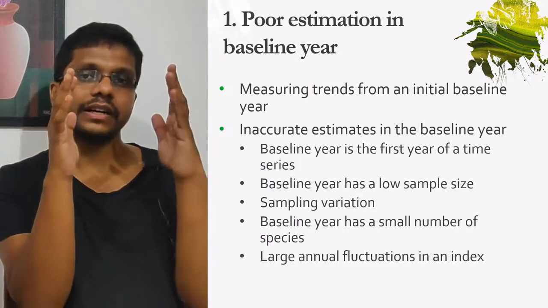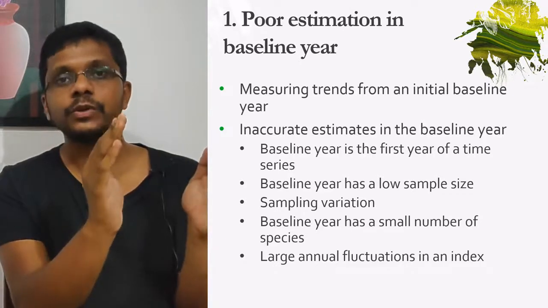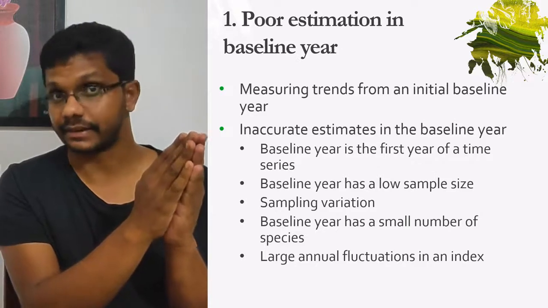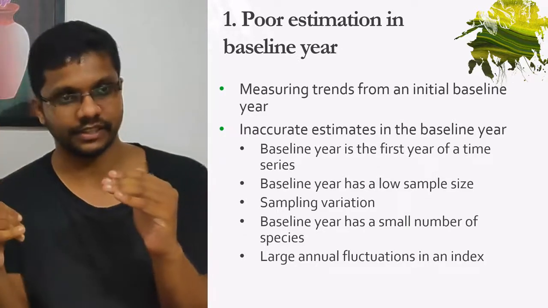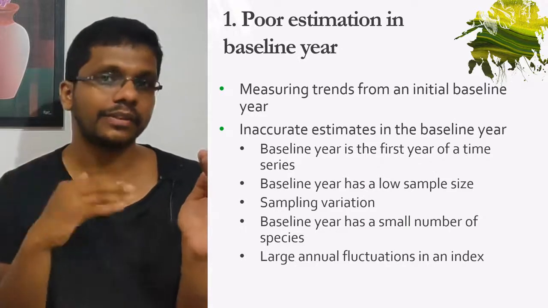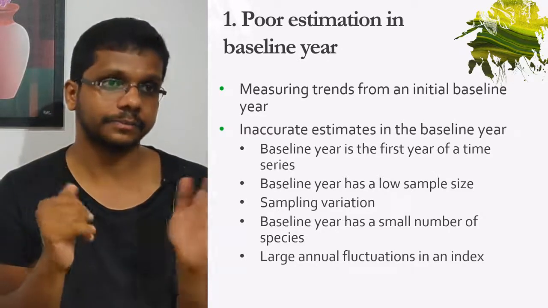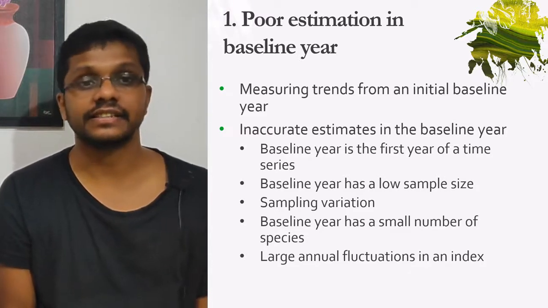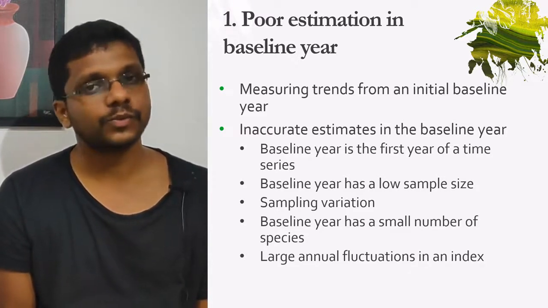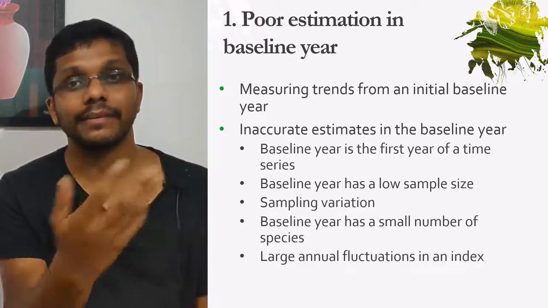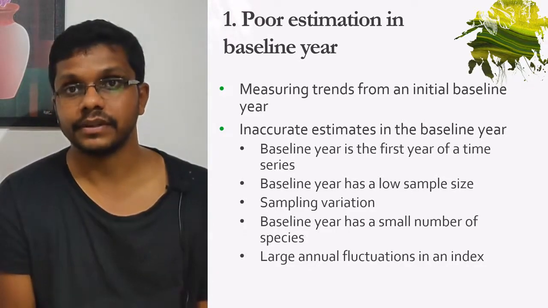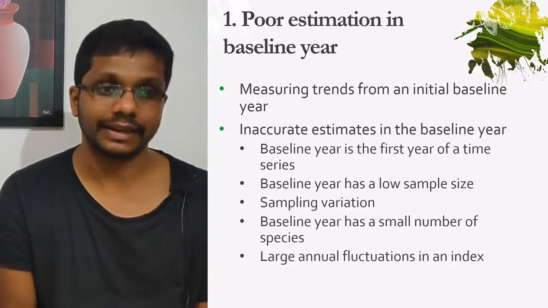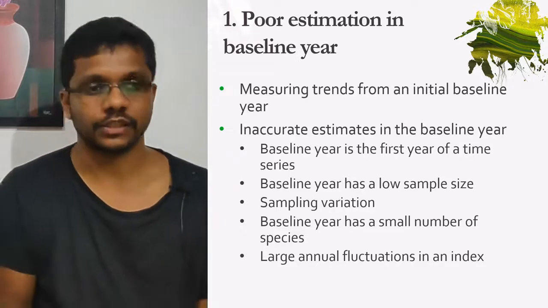So in our indicators, what we do, we are taking the first year as an indicator, and based on that we are predicting the trends, whether the population is increasing or decreasing. So all our calculations are based on the baseline year. In most of the studies, the initial year is taken as the baseline year, but sometimes there will be some inaccurate measures in the first time, which will lead to complications or errors in all subsequent estimates.